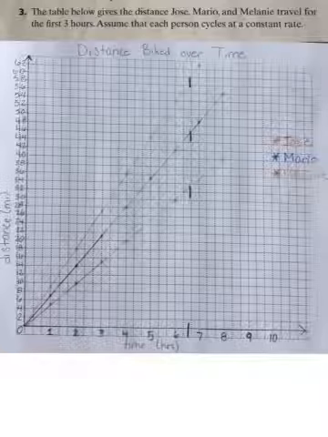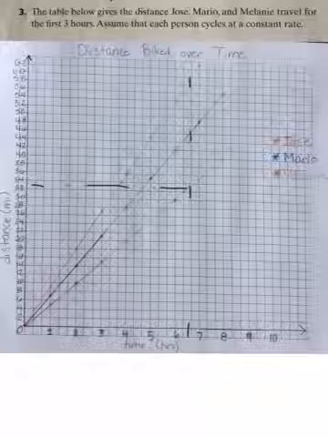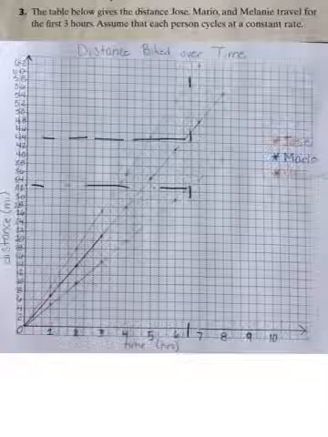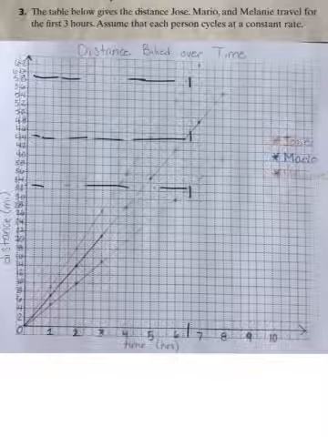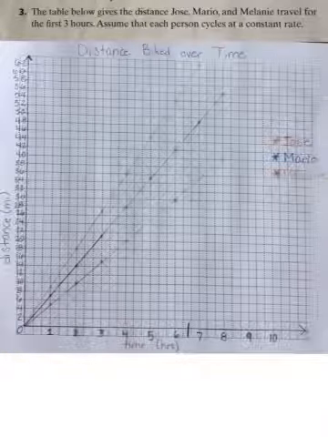I then follow this spot over to the miles. For Jose, this would be roughly 32.5, 33 miles if I follow this line over here. For Mario, it would be about 45 miles. And for Melanie, it would be about 59 miles.